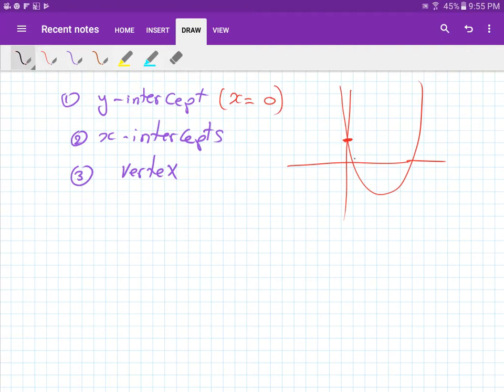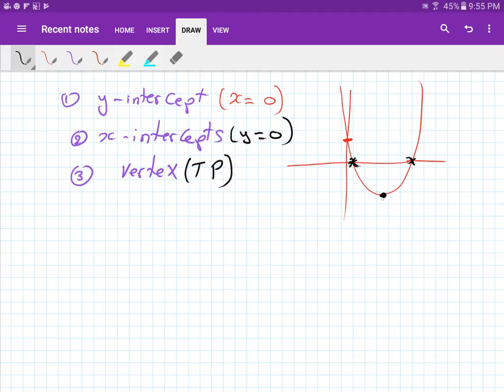The x-intercept is here. To find the x-intercept along this line, it is when y equals 0. That helps us do it mathematically. And then we're going to find the vertex. This is called the vertex, or you can say the turning point.